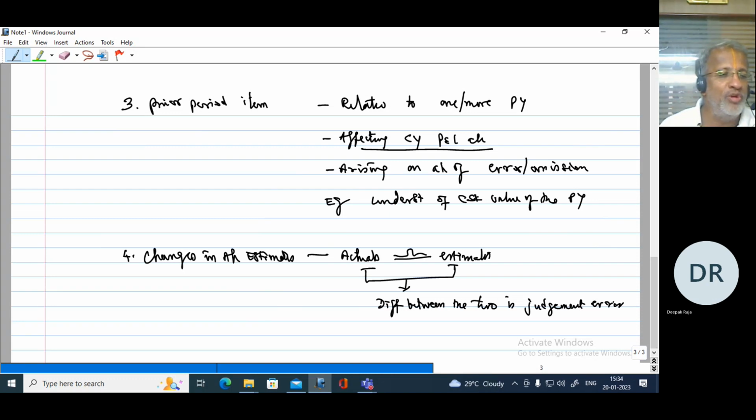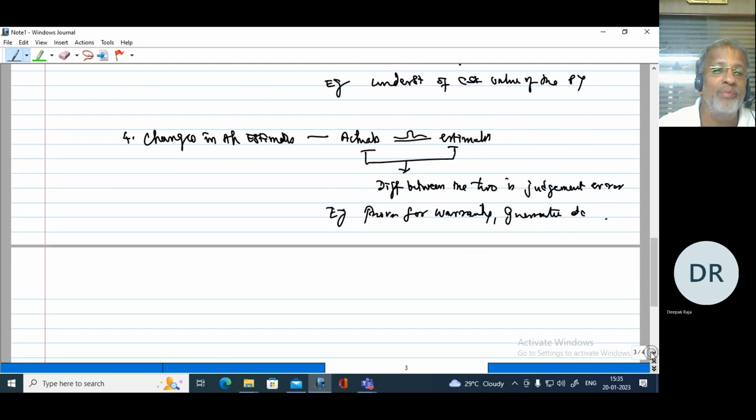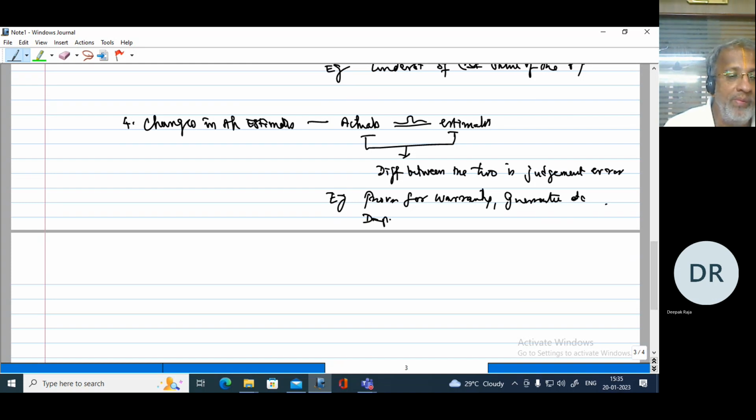Accounting estimates by their very nature are approximations that may need revision as additional information comes in. So what treatment should we provide? Here is an example: provision for warranty, guarantee, etc. Even depreciation also.